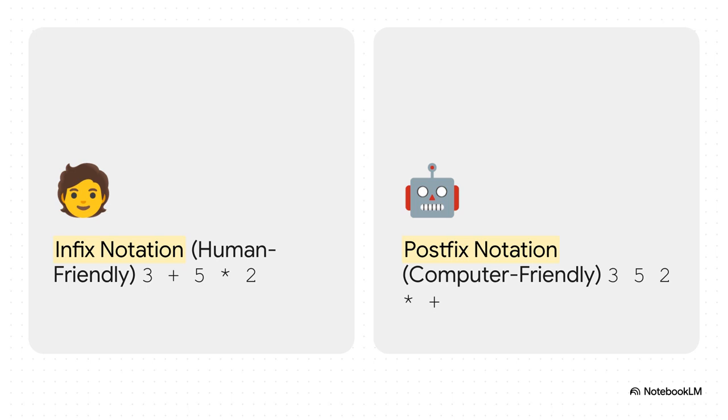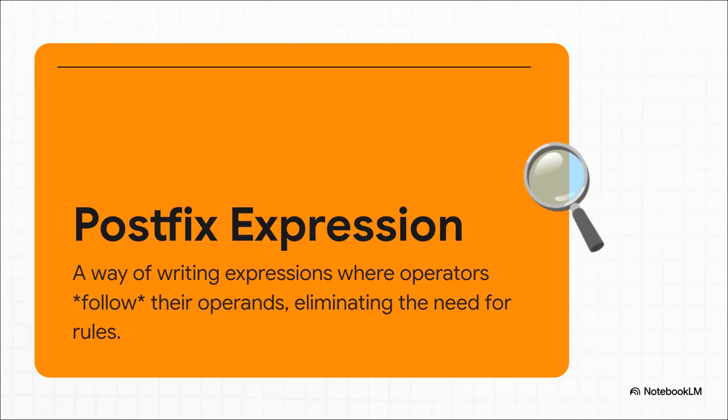On the left, you've got what we're used to seeing. It's called infix notation, where the operators are in between the numbers. But on the right, that's the computer's secret weapon, postfix notation. See how the operators come after the numbers? That simple little change makes all the difference. So this is postfix. You might also hear it called reverse Polish notation, or RPN for short.